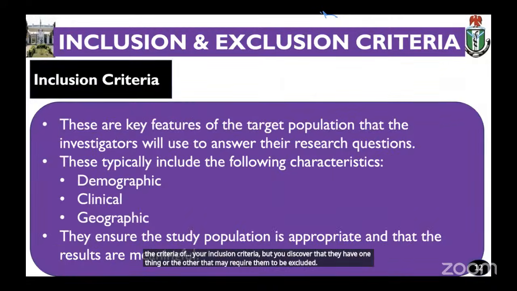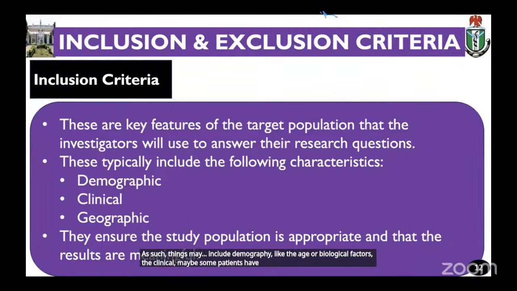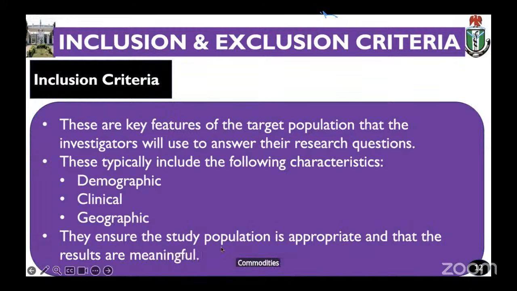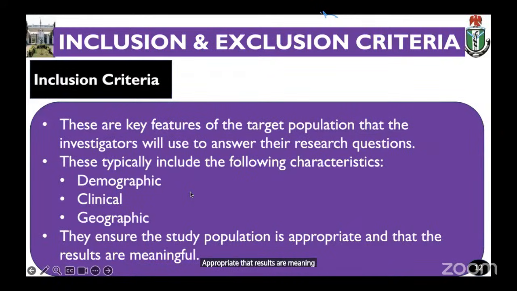And such things may include demography, like the age or biological factors, or the clinical, maybe some patients have comorbidities, you may have to exclude them. So the fact is that the study population ensures that the results are meaningful.